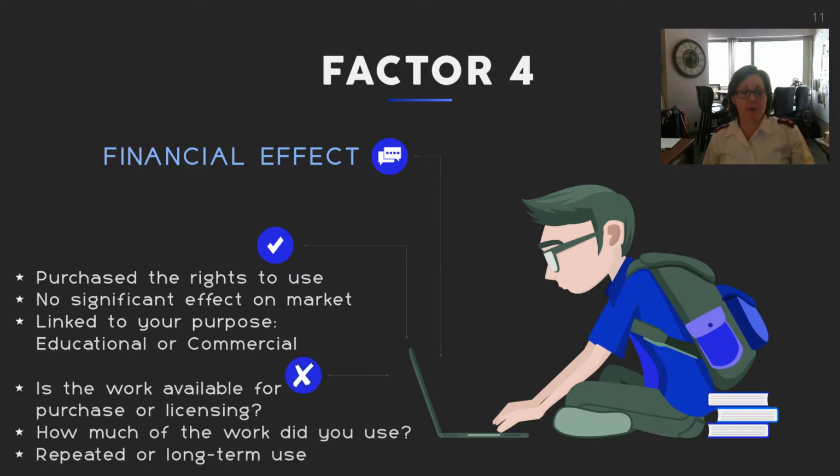Factors that will oppose fair use is if the work is reasonably available for purchase or licensing and we chose not to do so, if we have utilized an enormous amount of the work, or if we repeatedly use the work for long periods of time.